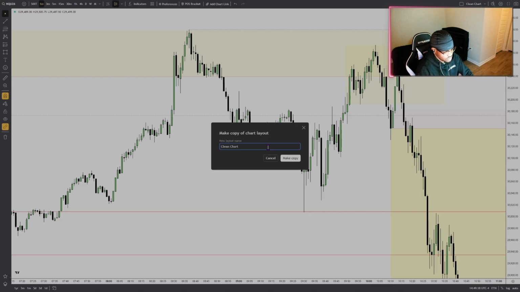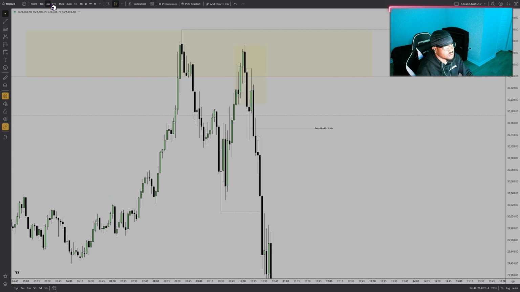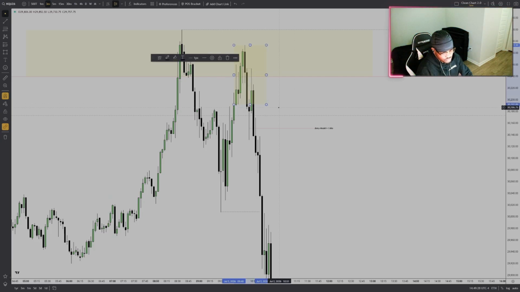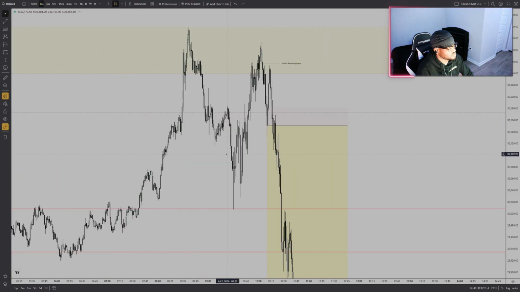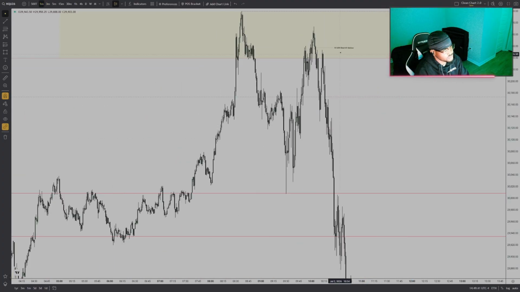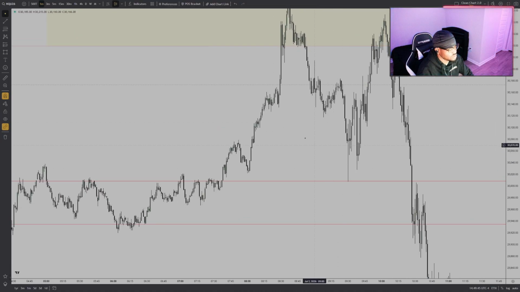So just call this clean chart 2.0, and I'll make a copy. This is clean chart 2.0, and now I can start just removing these markings and just focusing solely on 9:30, because I want you guys to be able to see how you can trade up into these levels at your time of day. So boom.